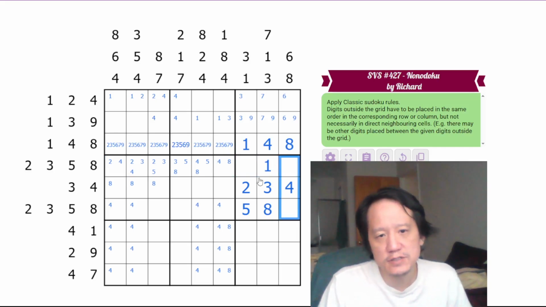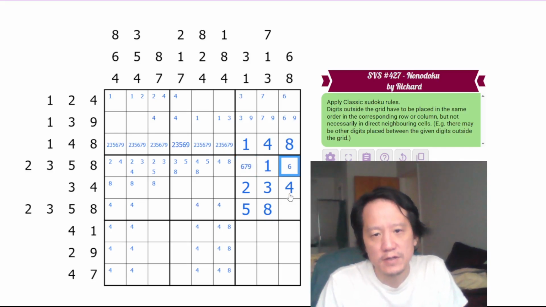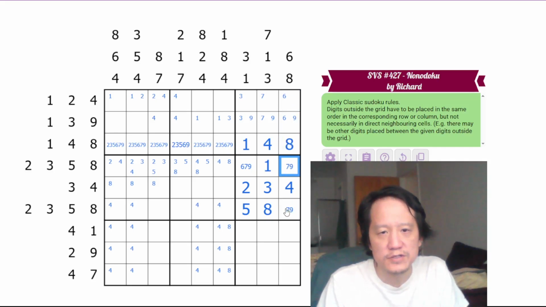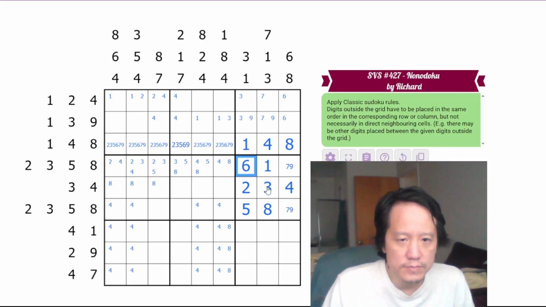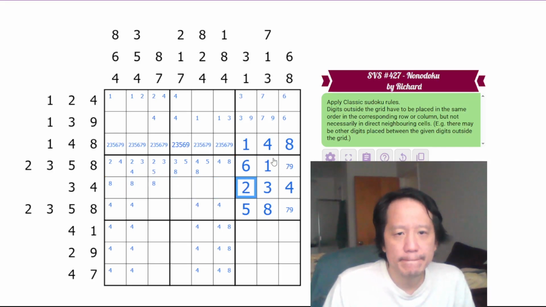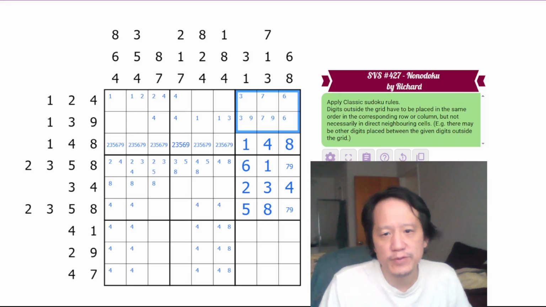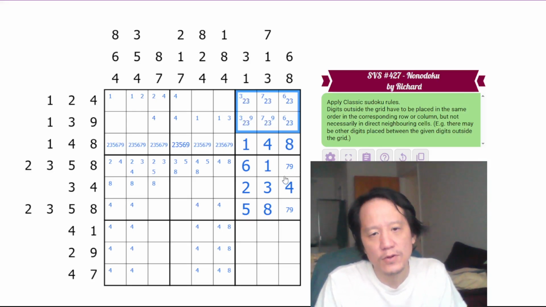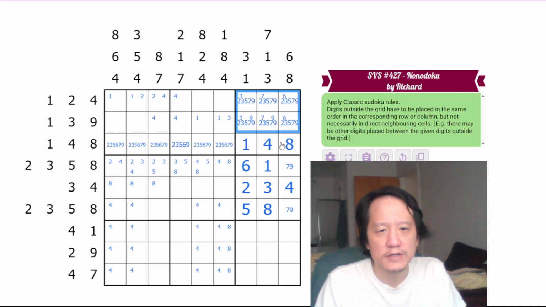Remaining digits in box 6 have to be 6, 7, and 9. And 6 cannot be here because it must be before the 8. So this is a 7-9 pair, which eliminates 7 and 9 in the rest of the column and the box, so this must be 6. We have 3, 1. Okay, so remaining digits in box 3 have to be 2, 3, 5, 7, 9, and 6. And 6 is here. 7, 9 cannot be here because of the 7, 9 pair in the column.